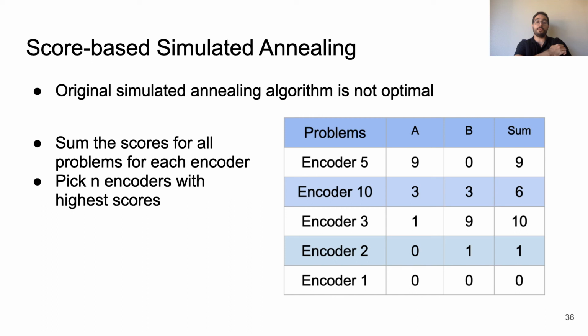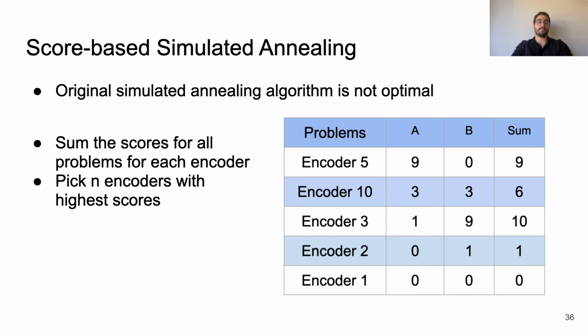At each iteration of the algorithm, Satune sums the scores for all problems for each encoder and picks the best n encoders for either the next iteration or giving them to the client if the budget is finished. In the example, encoders 5, 10, and 3 will be picked.